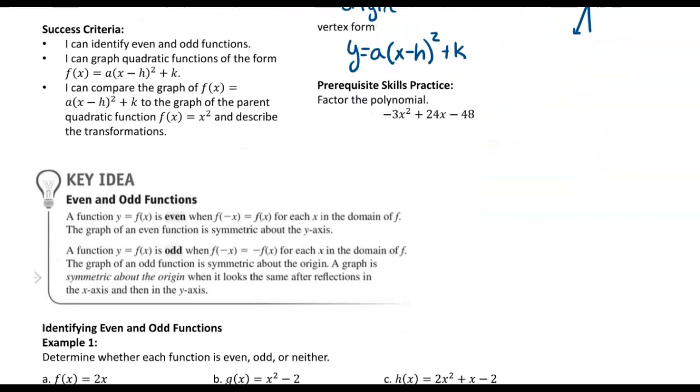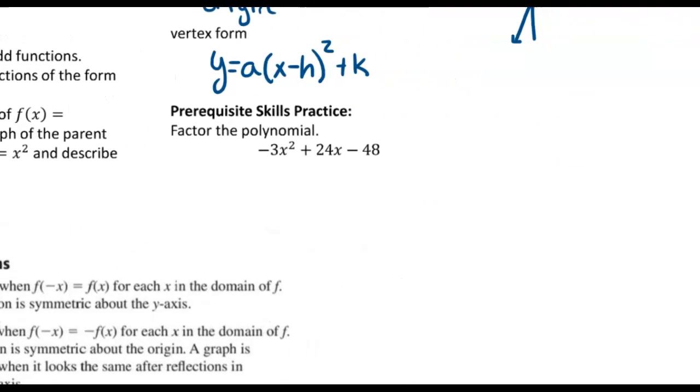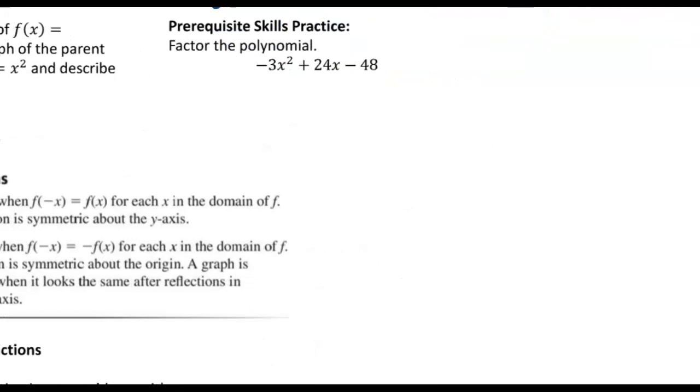All right, a quick review here on these prerequisite skills, factoring. Remember, whenever you factor, you first say, is there a GCF I can factor out? Now, because this a value is negative, anytime that a value is negative, you want to factor out a negative number. So we're going to factor out a -3. Remember, we can show that because it helps us get the signs right. So we have -3x squared divided by -3 is x squared. 24x divided by -3 is -8x. And -48 divided by -3 is 16.